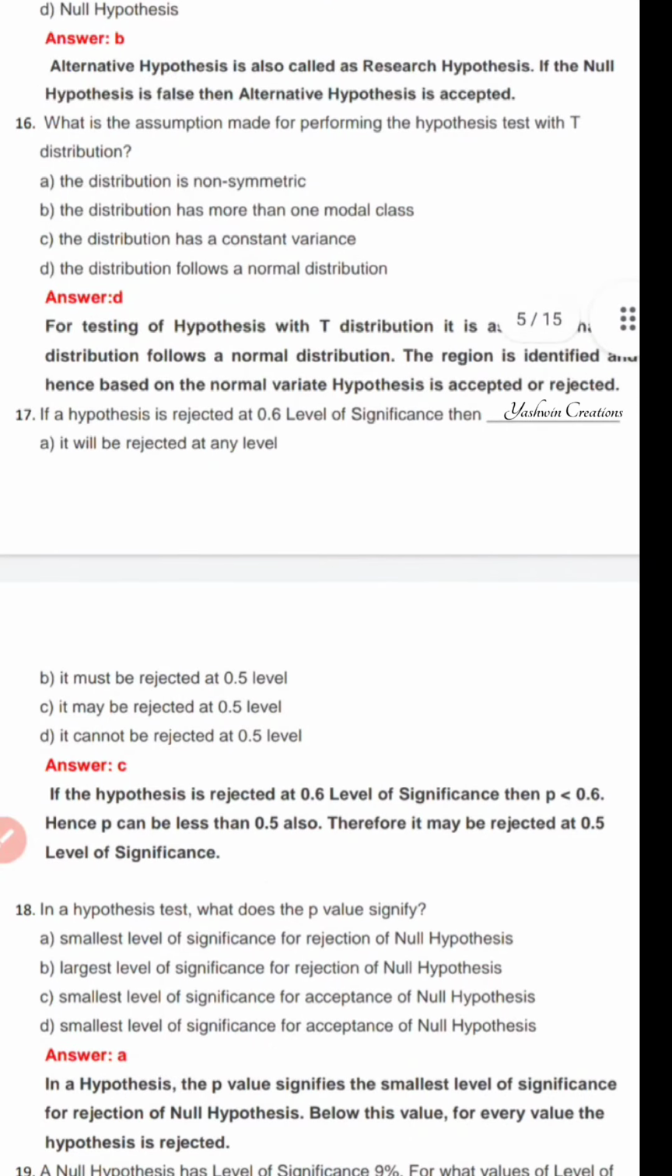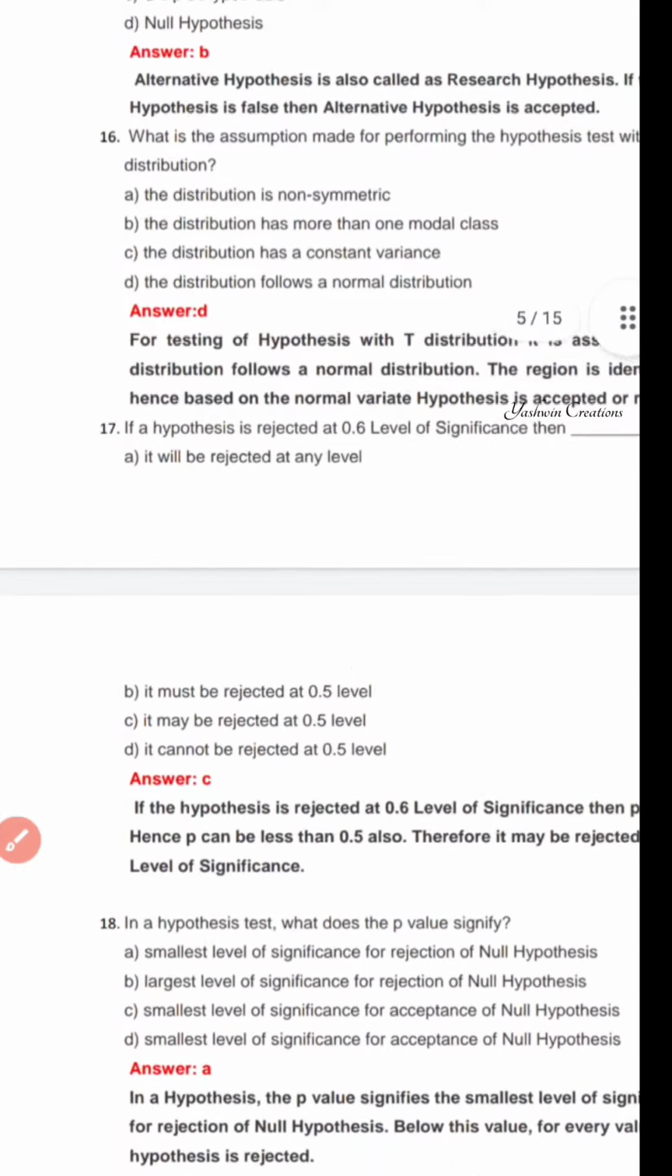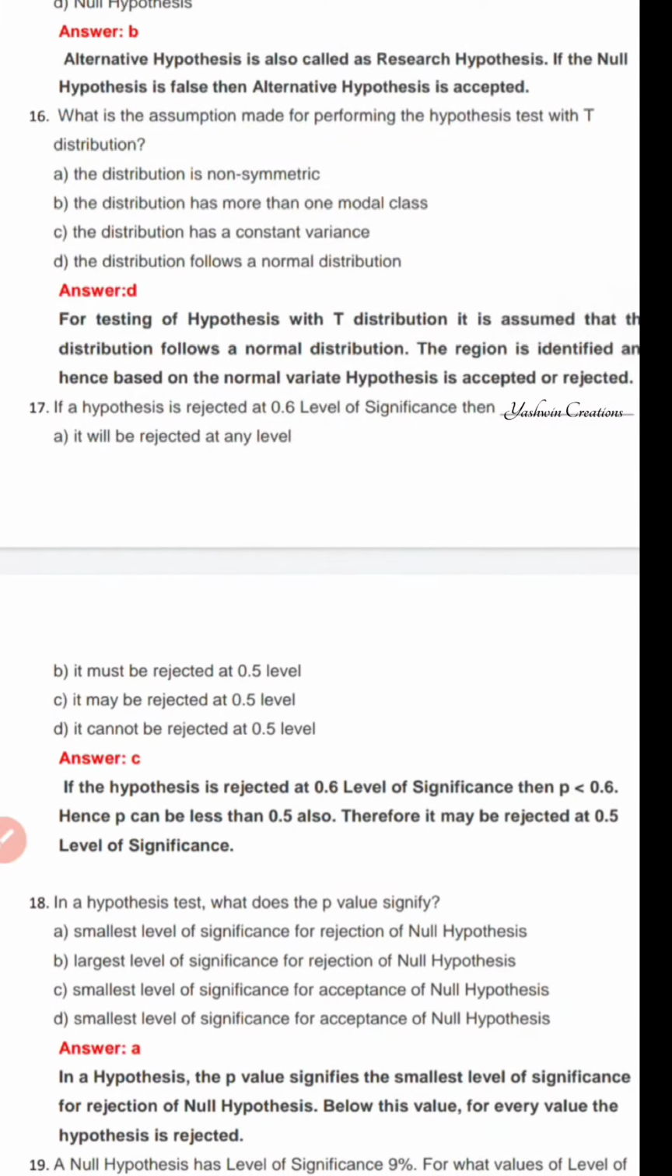Next question: if a hypothesis is rejected at 0.6 level of significance, then it may be rejected at 0.5 level. If the hypothesis is rejected at 0.6 level of significance, then P is less than 0.6. Hence P can be less than 0.5 also. Therefore it may be rejected at 0.5. So the answer: it may be rejected at 0.5 level.